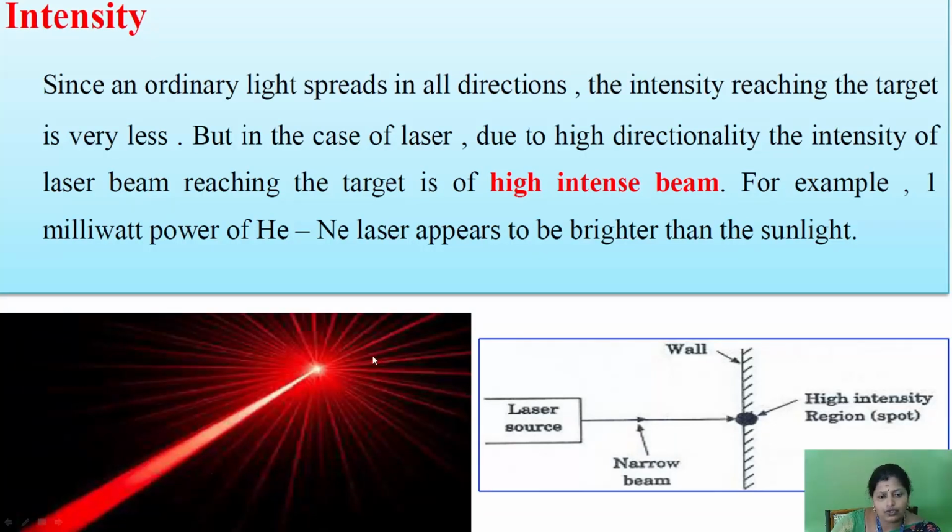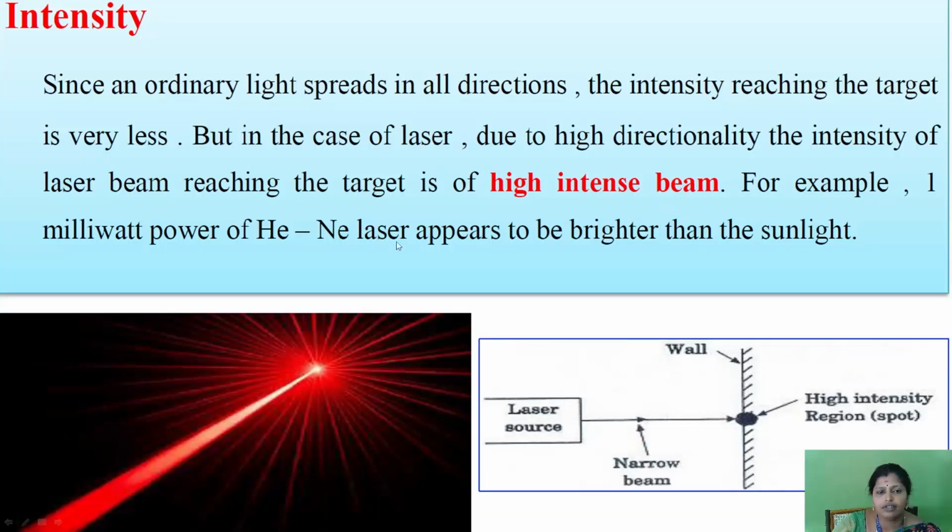This light source, for example, is an ordinary light source spreading in all directions. This is a laser source. At this instant, on this wall, it covers this surrounding surface area. The laser source has a high intensity region, while the ordinary spot is large. The laser gives a single narrow beam, used for long haul and short haul communication.